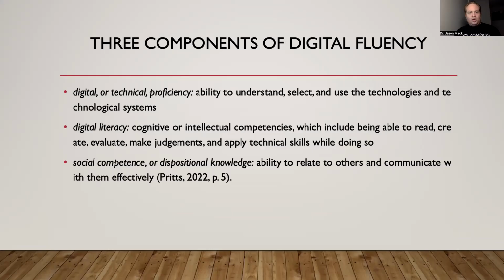So a couple things. We have digital or technical proficiency. That's your ability to understand, select, and use the technologies and technological systems. Then we have digital literacy. That's cognitive or intellectual competencies, which include being able to read, create, evaluate, make judgments, and apply technical skills while doing so. Then you have social competence or dispositional knowledge, the ability to relate to others and communicate with them effectively.